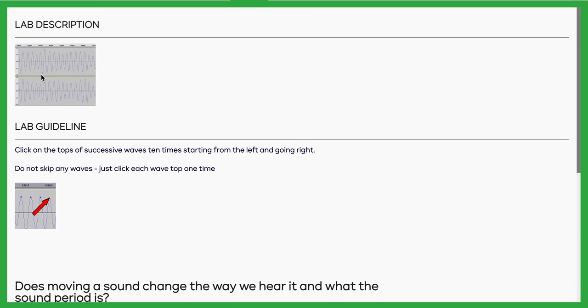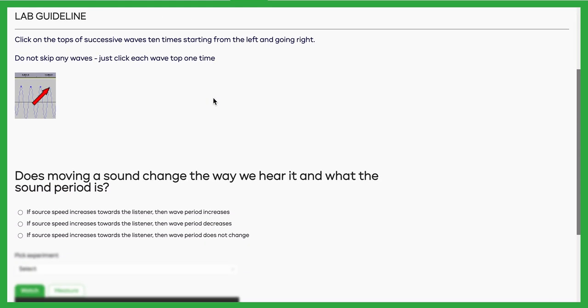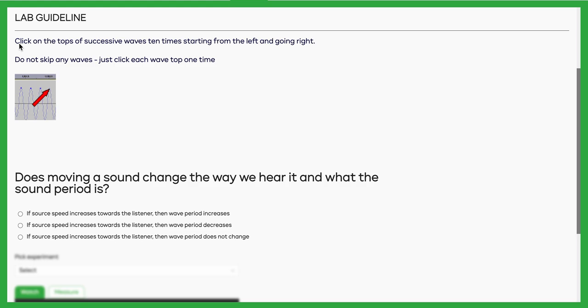You can see at the top of the screen, the lab description just shows you a picture of what you're going to be seeing in this lab, the oscilloscope image of the moving sound waves, and then the guideline just shows you what to do. We're going to be clicking on successive wave tops, all 10 of them, starting to the left and going right. Don't skip any. It's really important to do each one.